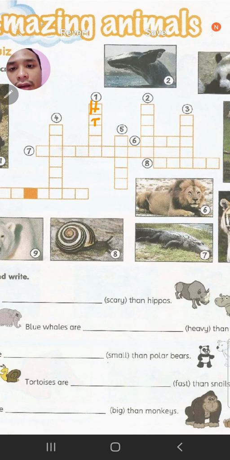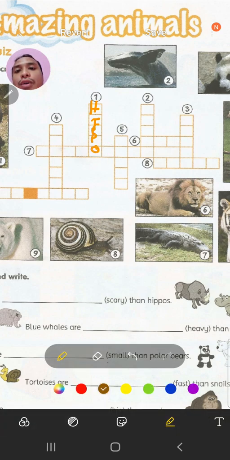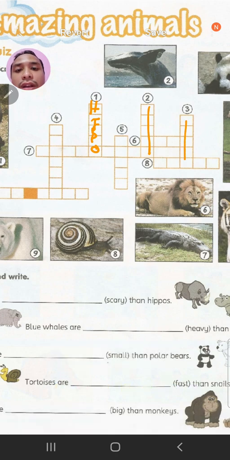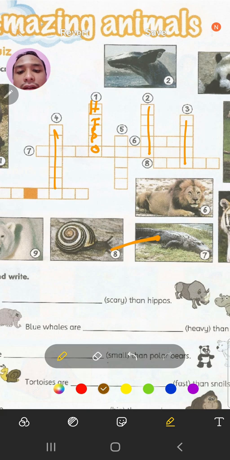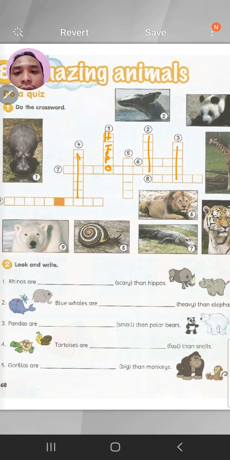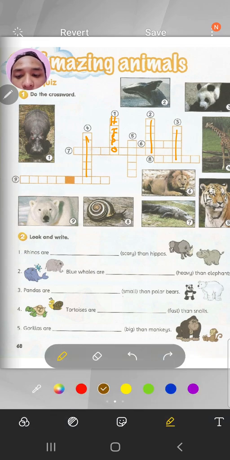H-I-P-P-O. Hippo. Then you have to continue until number 2 pula. Write it down here, and then number 3, number 4 sampai habis lah. Okay, good. All of the animals, they have give the animals here kan. Dia dah tulis haiwan apa semua dekat sini dah.